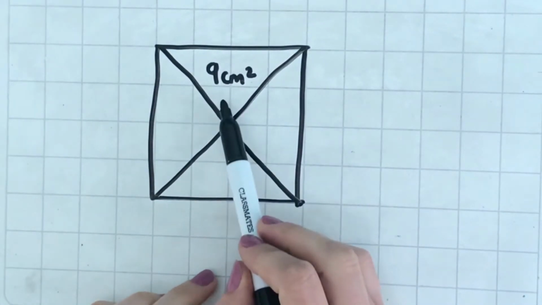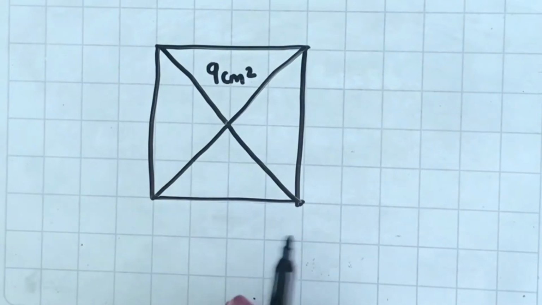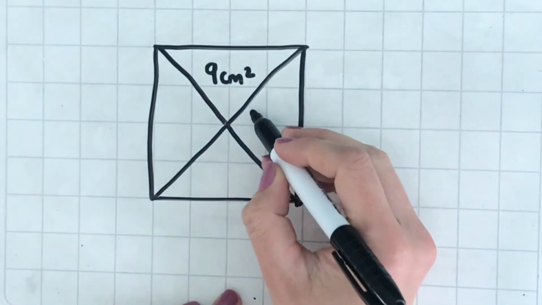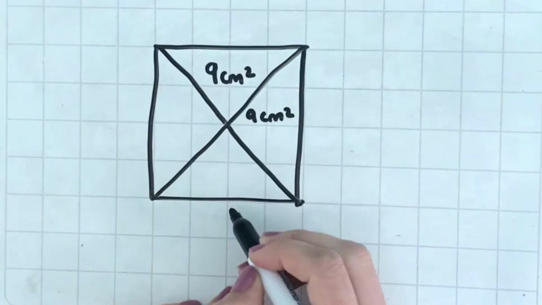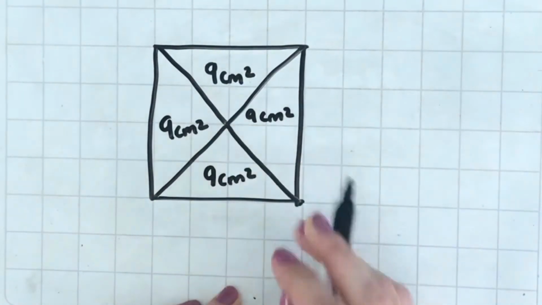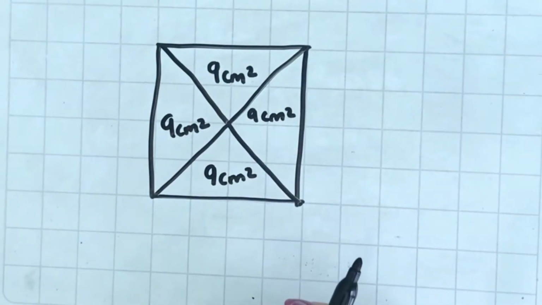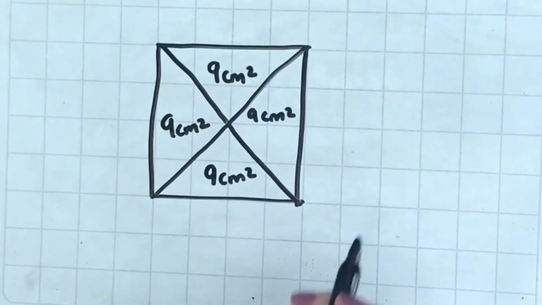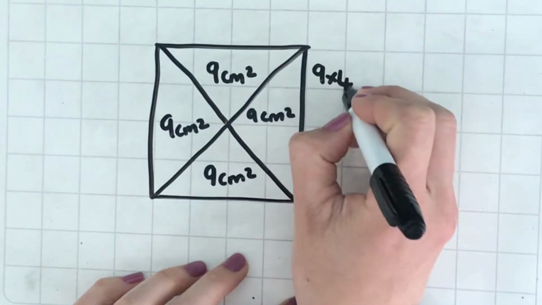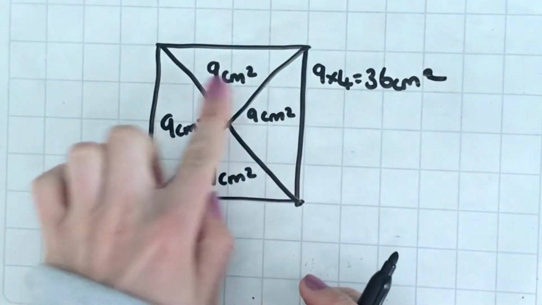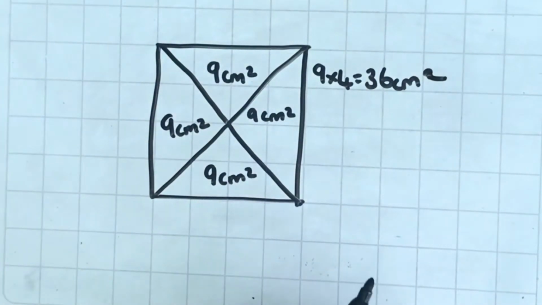So what you know is that the shaded triangle, which is the top one, has an area of 9 centimetres squared. So all the triangles are the same size. So if this one has an area of 9 centimetres squared, this one is also 9 centimetres squared. So is this one, and so is that one. Once you've got that information, you can work out the area of the whole square. So 9, 9, 9 and 9, which is the same as 9 times 4, which gives you 36 centimetres squared. So the whole square has an area of 36 centimetres squared.